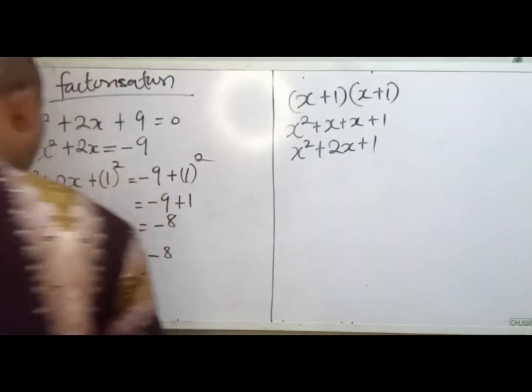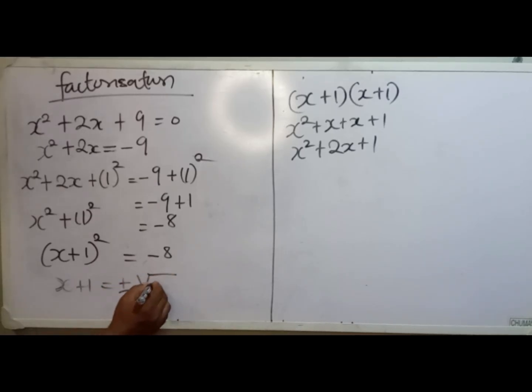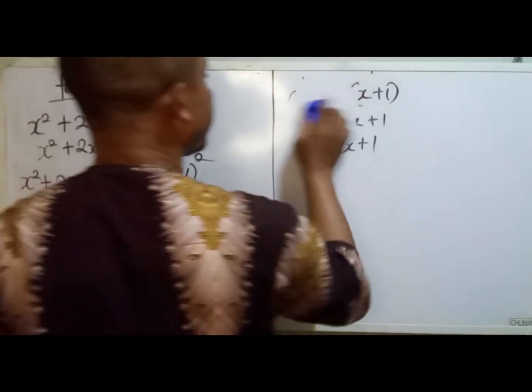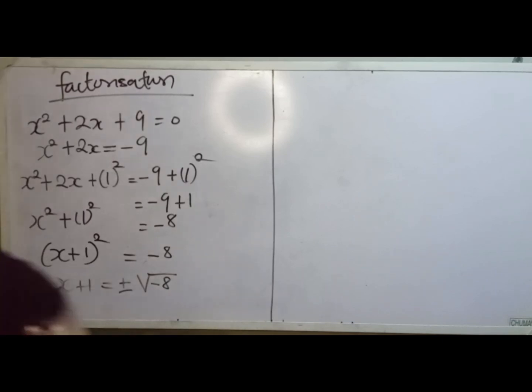So let's go on. Now, the next thing we're going to do will be to take the square root of both sides. Why? Because we want to cancel this square. So if we're taking the square root of both sides, it's going to be x plus 1 equals plus or minus the square root of what? Minus 8. That is what we'll be having. The square root of minus 8.